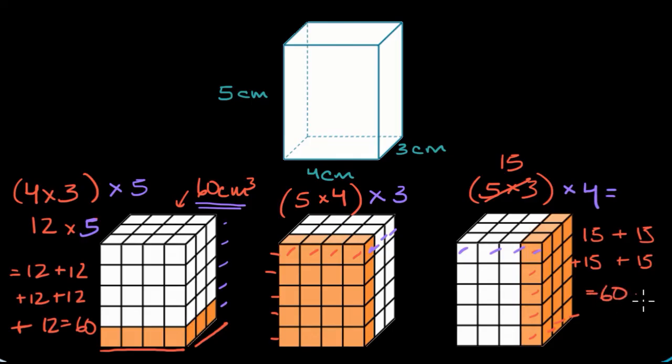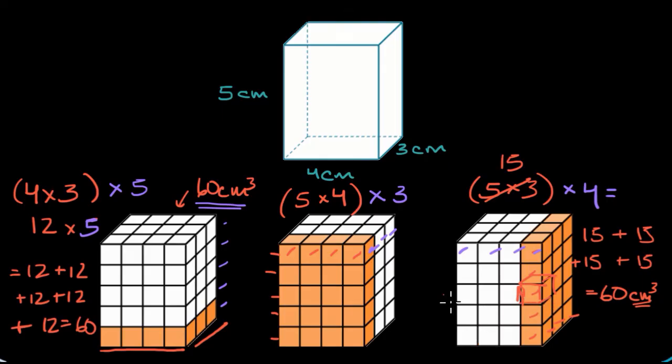It's 60 cubic centimeters. Why did I put cubic centimeters here? Well, that was what we were counting the entire time. Every one of these layers we're counting in terms of cubic centimeters. Each of these little cubes right over here is a cubic centimeter.